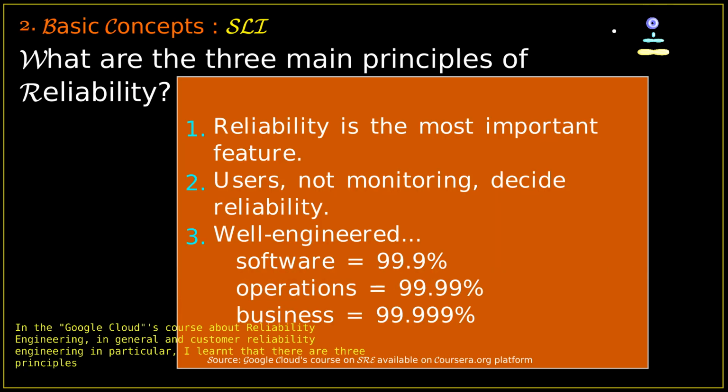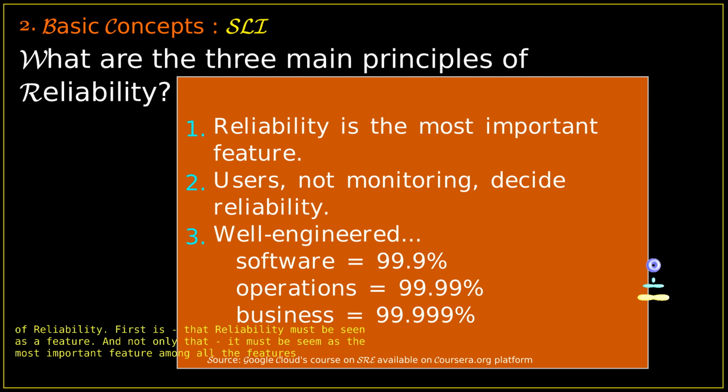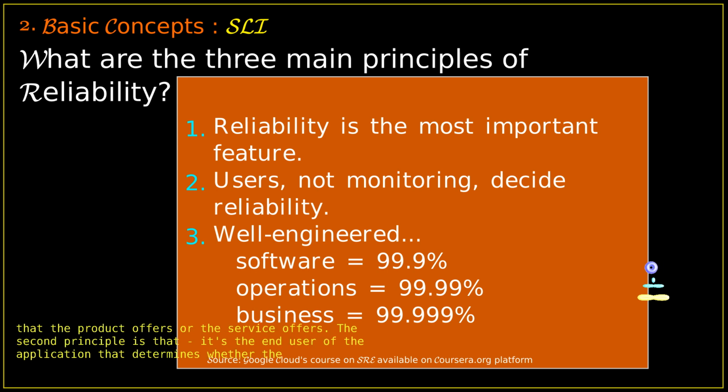In the Google Cloud's course about reliability engineering in general and customer reliability engineering in particular, I learned that there are three principles of reliability. First is that reliability must be seen as a feature, and not only that, it must be seen as the most important feature among all the features that the product offers or the service offers.